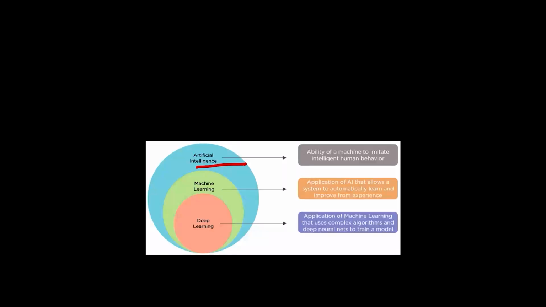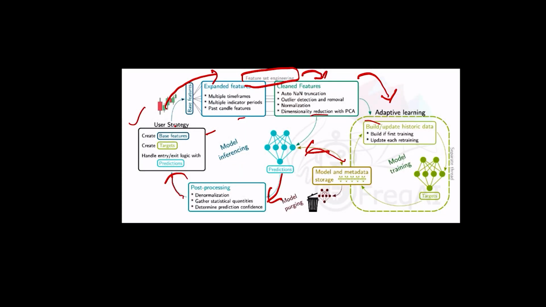Then machine learning is a subset of AI. And what is this? An application of AI that allows a system to automatically learn and improve from experience. So in this, we give some data, and on the basis of the data, it makes some predictions. Then we come to deep learning, which is an application of machine learning that uses complex algorithms and deep neural networks to train a model. We will learn all of these in future, but just keep in mind that these are not different. These all are interconnected, right? AI, ML, and DL.